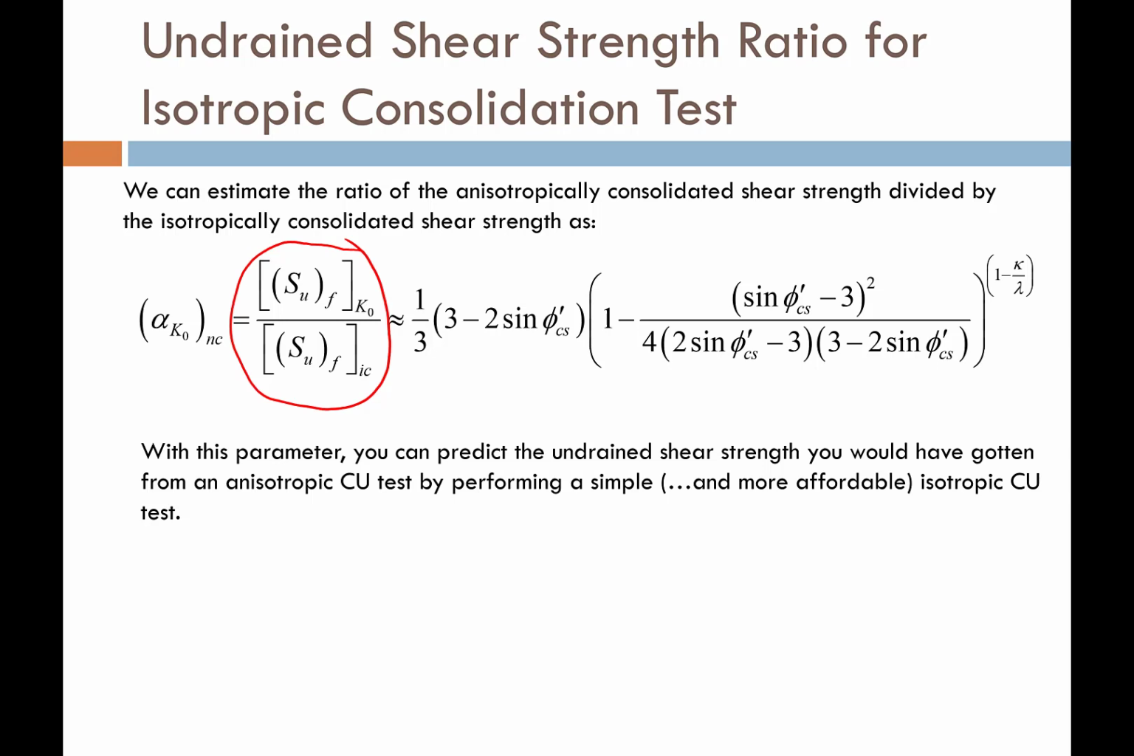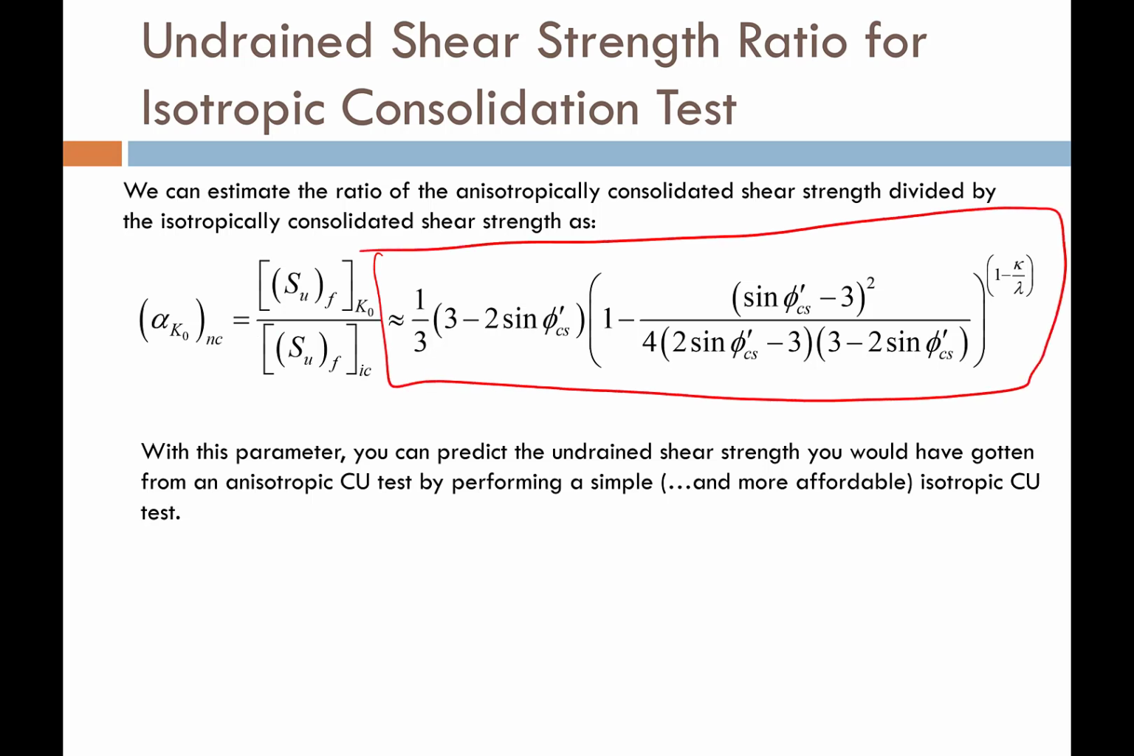in this testing. However, it's just a lot more expensive and complex to do, and not all triaxial shear testing apparatuses have the computers and the automation necessary to perform anisotropically consolidated testing. So instead we could use these ratios, which are defined as this alpha K naught sub NC, to approximate what we would get from an anisotropically consolidated triax test, but only perform an isotropically consolidated triax test. So here's the relationship. Again, it's an approximation, but it's going to get us very close to the actual answer.